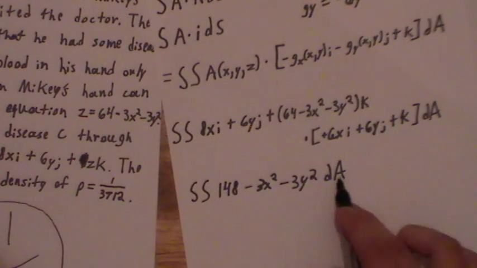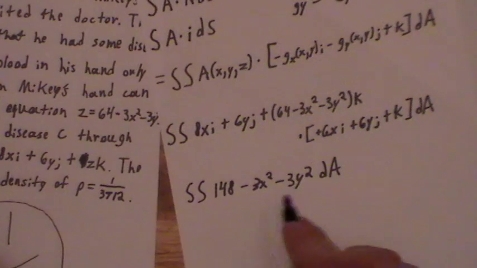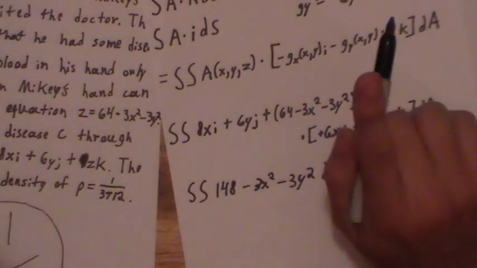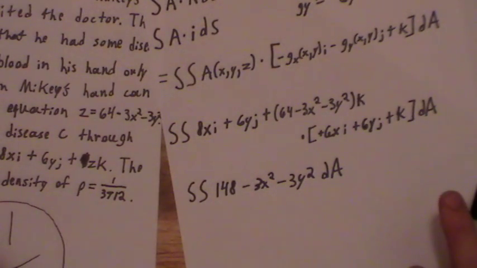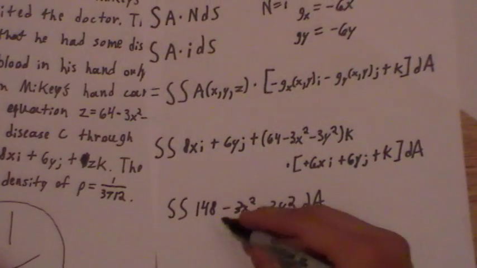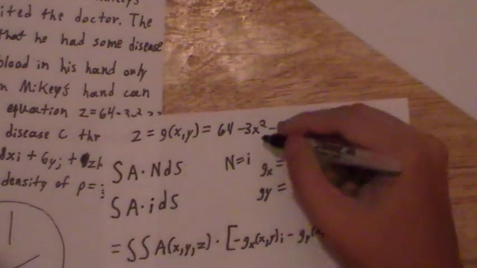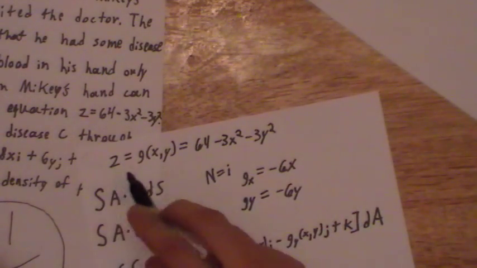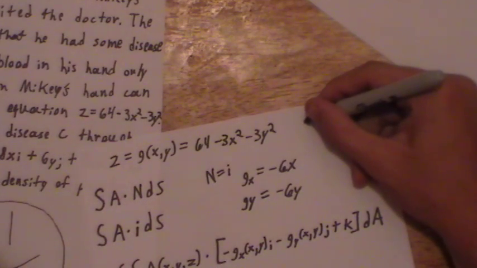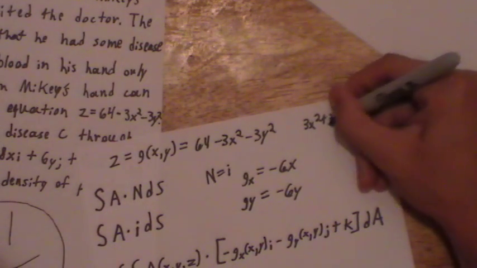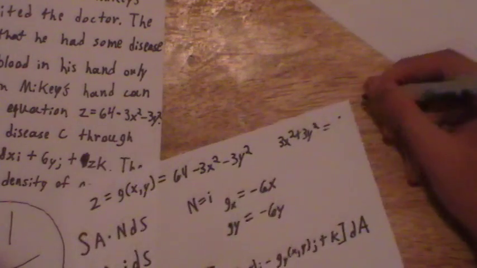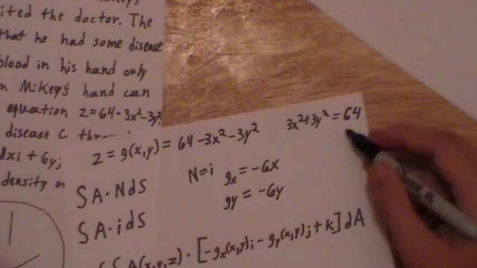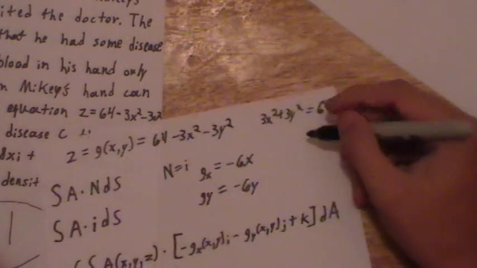Now we have to figure out what our dA is going to be. We could do it in terms of x and y, but instead we're going to change it to polar. To change it to polar, we go up to our equation here and set z equal to 0, and we get that 3x squared plus 3y squared equals 64. And that describes the circle at the base of Mikey's finger.